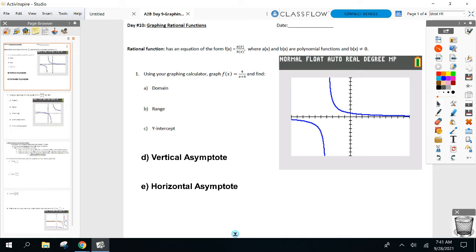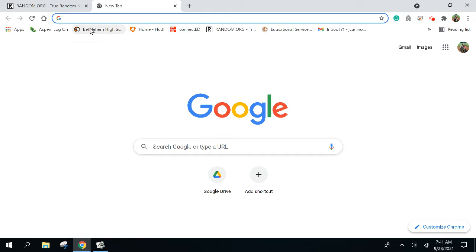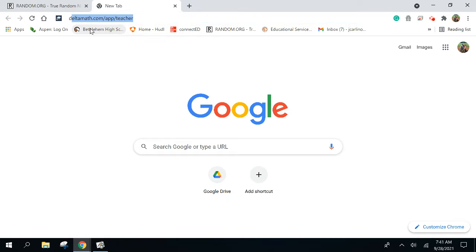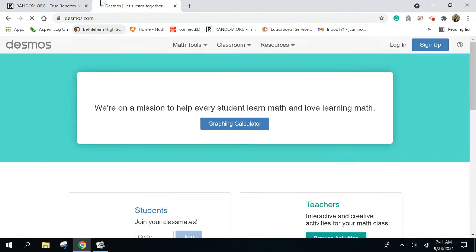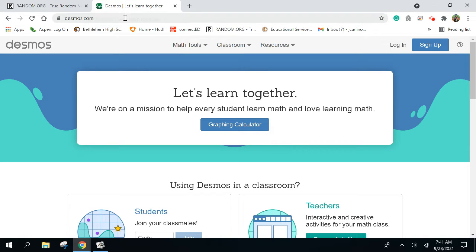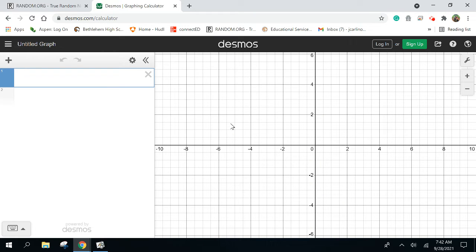So what I'm going to do first here is, we're going to go to a website right now. Instead of using your graphing calculator, we could use your graphing calculators, but I'd like a bigger screen to see it on. So if you guys go to your address bar right now, type in Desmos, DESMOS.com. And then click on the graphing calculator it offers right there at the beginning. It should open up to what you see here, your grid.